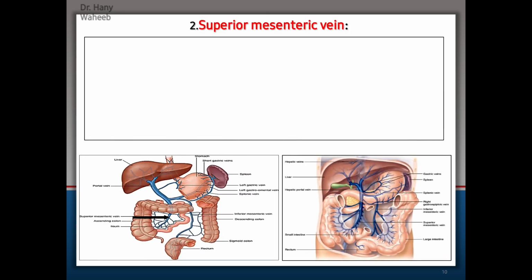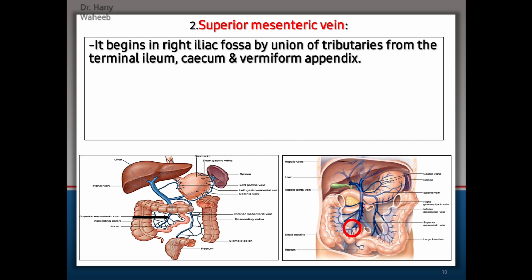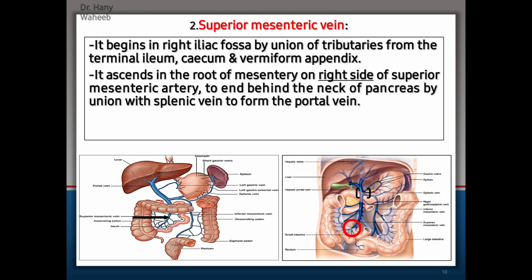So, the second formative tributary is the superior mesenteric vein. The superior mesenteric vein is the vein of the midgut, small intestine and large intestine, till the left transverse colon. It begins in the right iliac fossa by the union of tributaries from terminal ileum, cecum, and vermiform appendix. It ascends in the root of the mesentery on the right side of the superior mesenteric artery to end behind the neck of the pancreas by union with the splenic vein to form the portal vein.